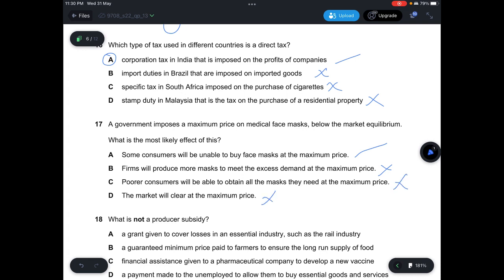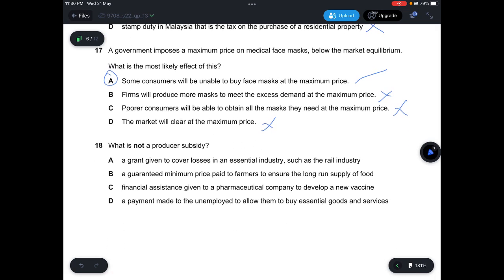The reason why B, C, D are not correct is because the price is already below the equilibrium, and that means that the market price is actually decreased, there will be a shortage. And firms wanting to maximize profit will not produce more masks to meet the excess demand. And C, poor consumers are not going to be able to obtain all the masks because of the limited quantity, and people will actually just buy it and then sell it on the black market for a higher price. So actually, it's doing more harm than good to poor consumers. And D says the market will clear at the maximum price, which is not correct. The market will clear at the equilibrium price. So answer is A. Question 18, what is not a producer subsidy?